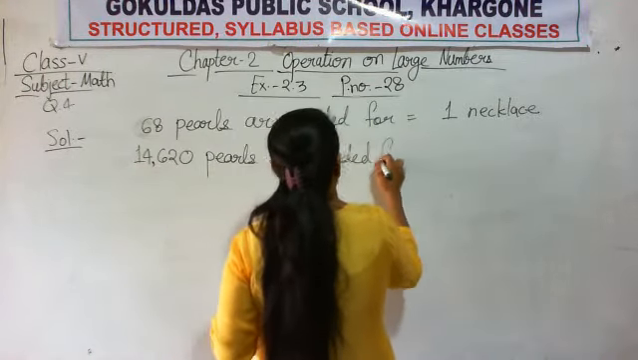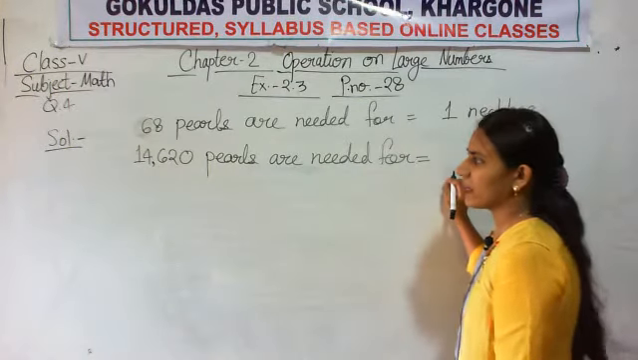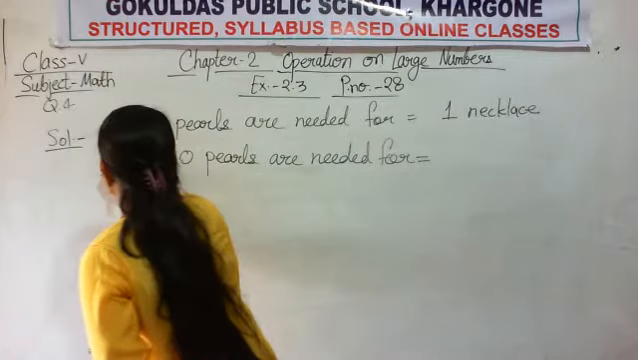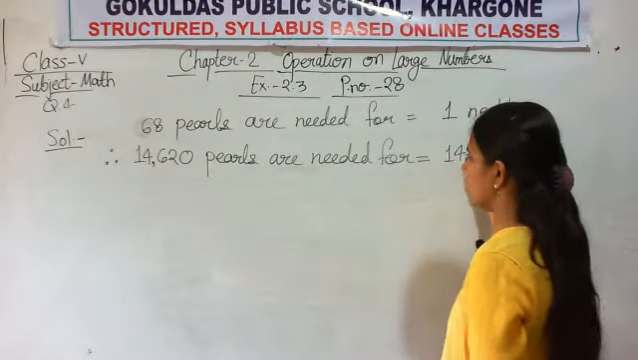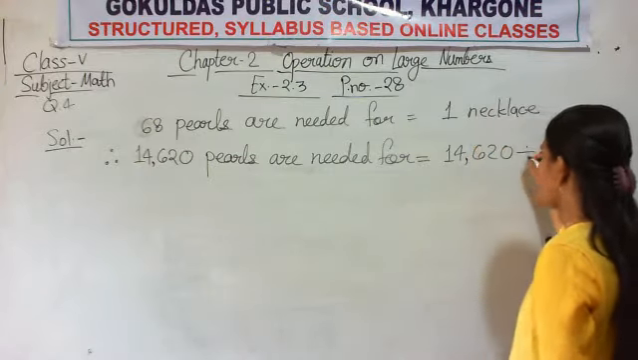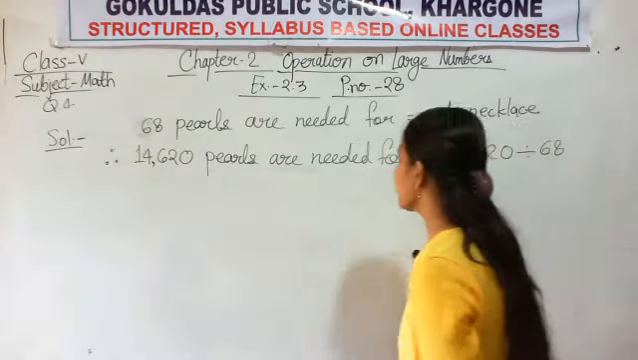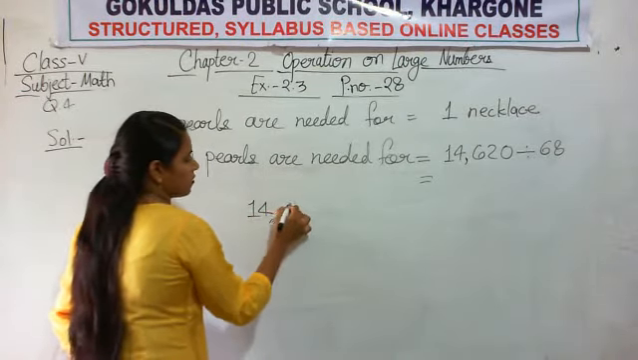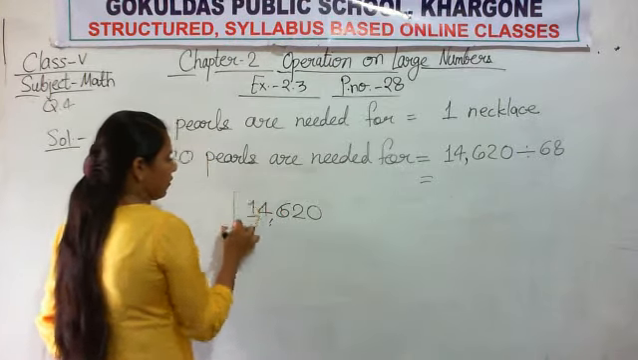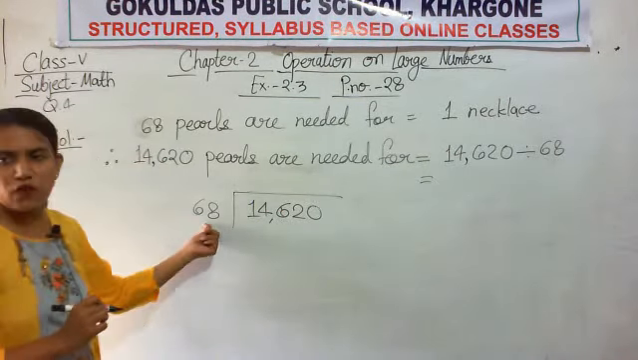Pearls are needed for how many necklaces? You will divide this 14,620 by 68 to get the final answer. So divide 14,620 by 68.